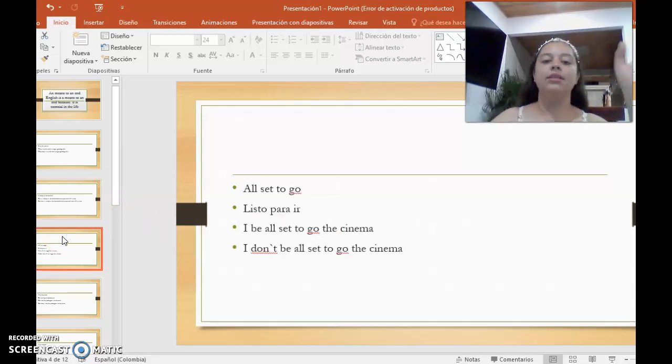Next is "all set to go." "Listo para ir." I am all set to go to the cinema. I am not all set to go to the cinema. This is the affirmative and negative structure for the first person.